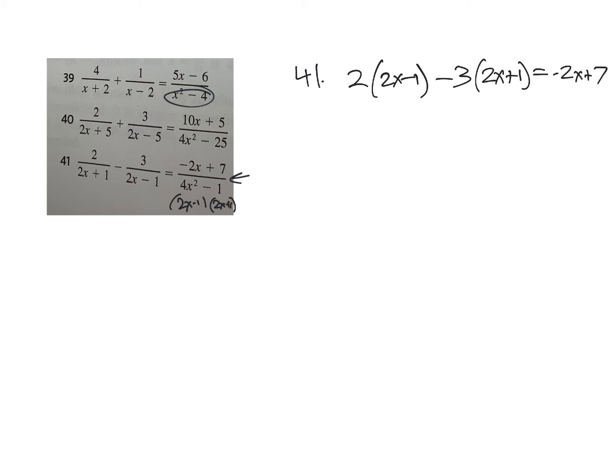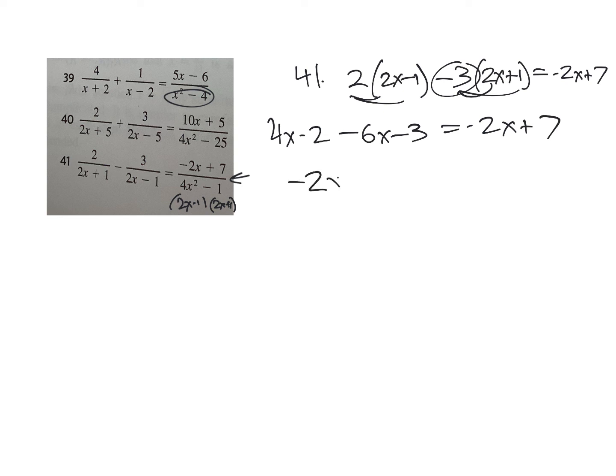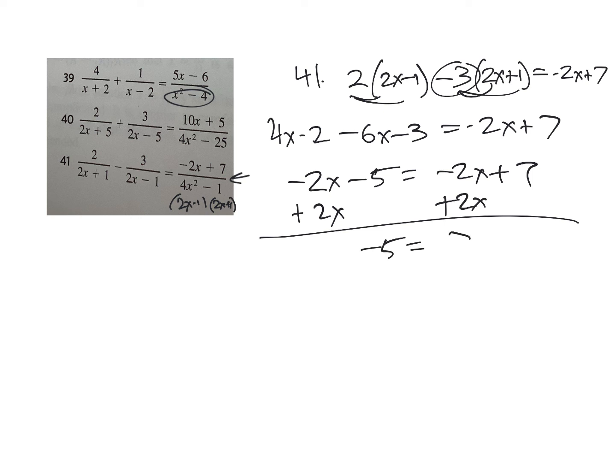Now distribute and figure this out. That's 4x minus 2. Don't forget to distribute the negative with this. Minus 6x minus 3 equals negative 2x plus 7. 4x minus 6 is minus 2x. Negative 2 minus 3 is minus 5. And look at what we have here. If I add 2x to the left or to the right, I get negative 5 equals 7. So no solution, just like what I was saying in the last problem.